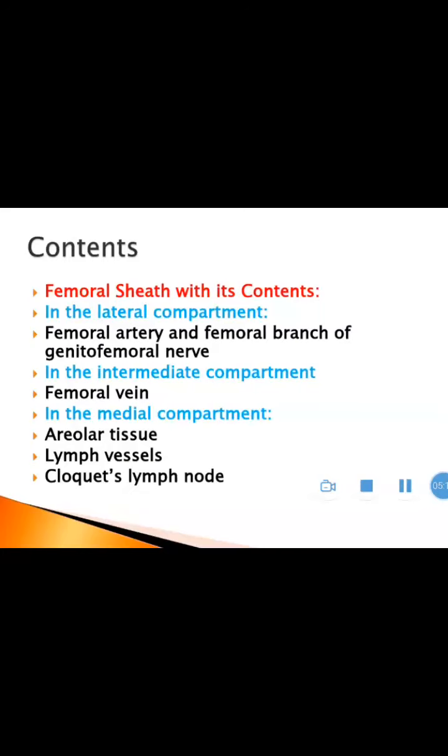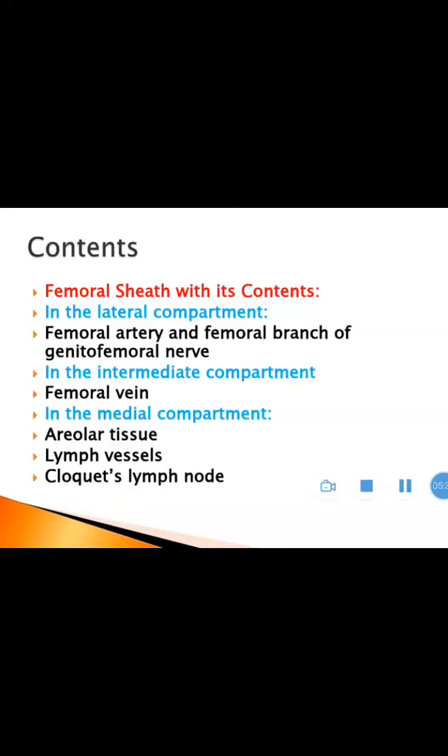Then coming to contents, they are divided into two, that is, contents which are in the femoral sheath and contents which are outside the sheath. So first we will discuss contents in the femoral sheath. So femoral sheath is divided into three compartments, that is lateral compartment, intermediate compartment and medial compartment. So first we'll start with the lateralmost compartment.